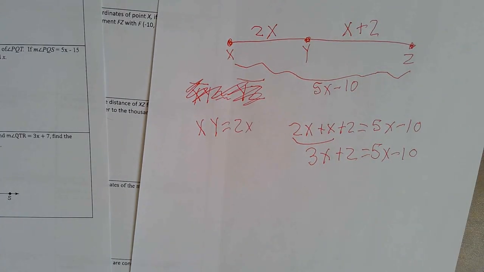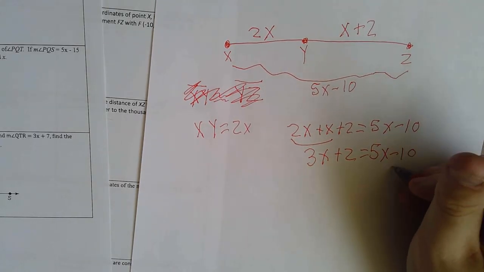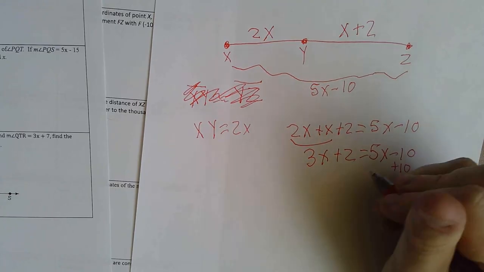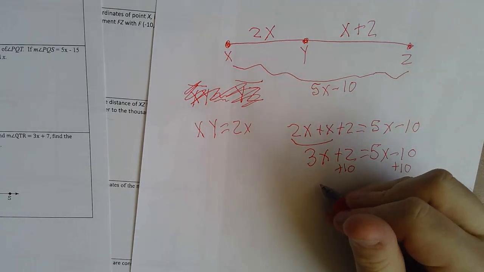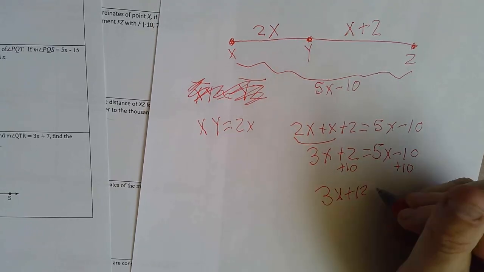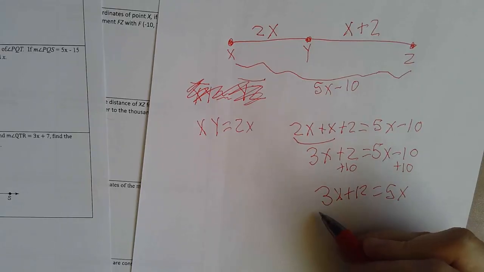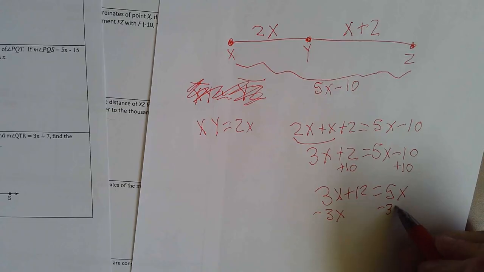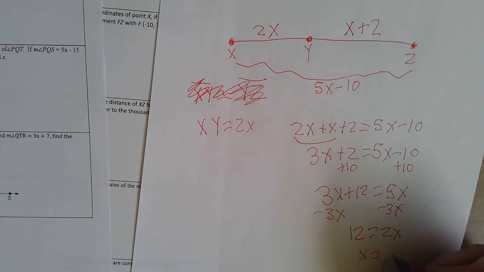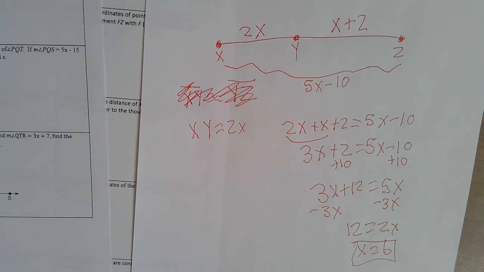All right. And then get all the terms to one side. So I'm going to get my 10 to the other side. So I'm going to add 10 to each side to get the 10 away from one of my x's. And I'm going to get 3x plus 12 equals 5x. Then I'm going to subtract 3x to make sure the x's end up on one side. And I'm going to get 12 equals 2x. So x must be 6 in this case. Because remember, 6 times 2 is 12.